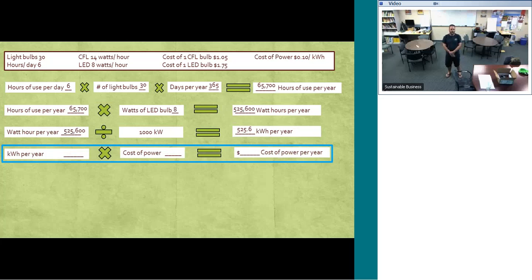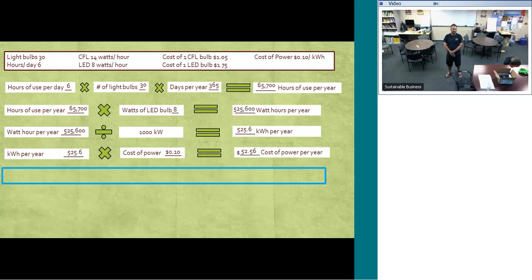We're going to take the kilowatt hours per year times the cost of power, which gives us the cost of power per year. 525.6 kilowatt hours per year times 10 cents gives us an annual cost for electricity of $52.56. I have already given the CFL cost, but you would do the exact same calculation that's been done here, and replace the CFL information with the LED information.